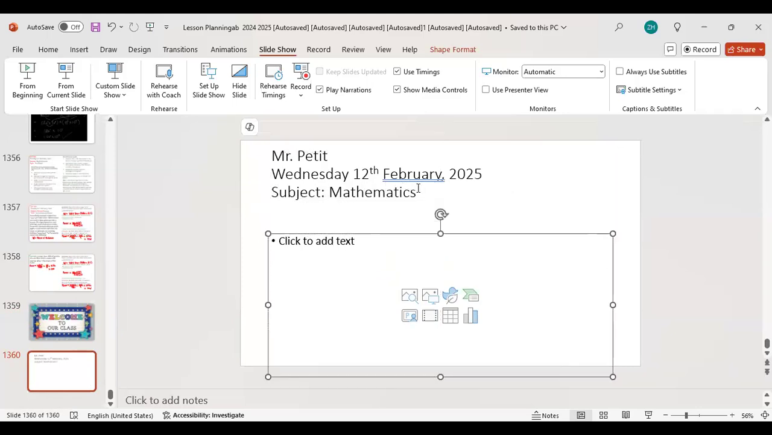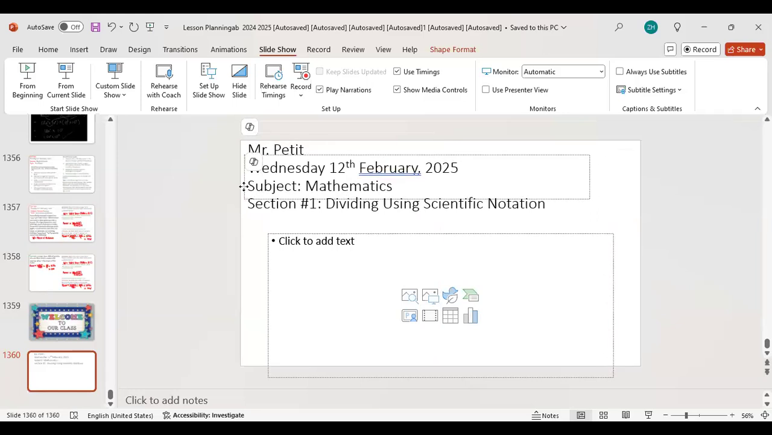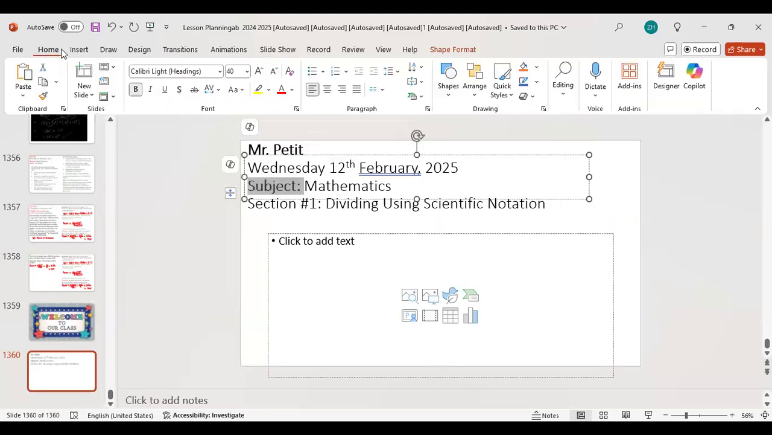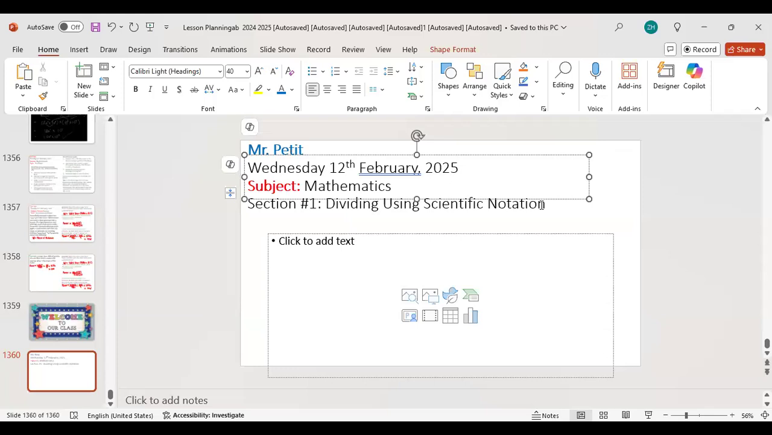In section 1, we didn't really get to do this yesterday, so we're going to be looking at dividing using scientific notation. Yesterday we learned how to add using scientific notation. Today we're going to be looking at how to divide using scientific notation.